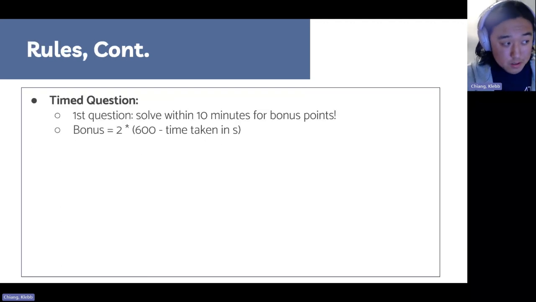Okay, a little bit more about the rules though. So the timed question, if you solve it within 10 minutes, that's the first question on the test usually, you'll receive a bonus in addition to however many points the question is already worth. That bonus is 2 times 600, which is 10 minutes, minus the amount of time you took. So it's the amount of time left out of 10 minutes.